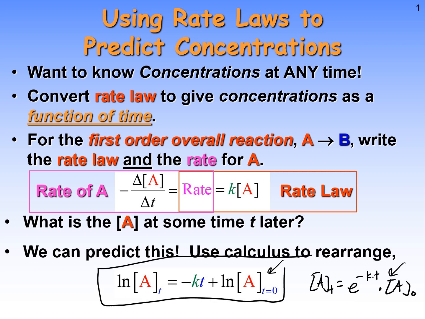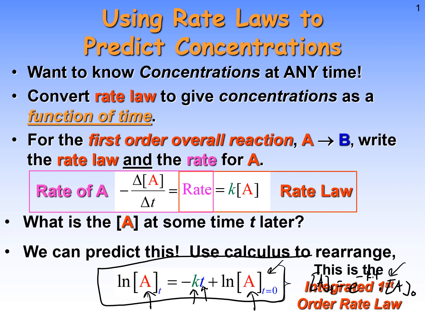Now, if we look at some of the components, this is your concentration of your reactant after however much time has elapsed. This is your rate constant. This is the time that has passed for the reaction. And this was your initial concentration. And this whole equation is known as the integrated first order rate law.